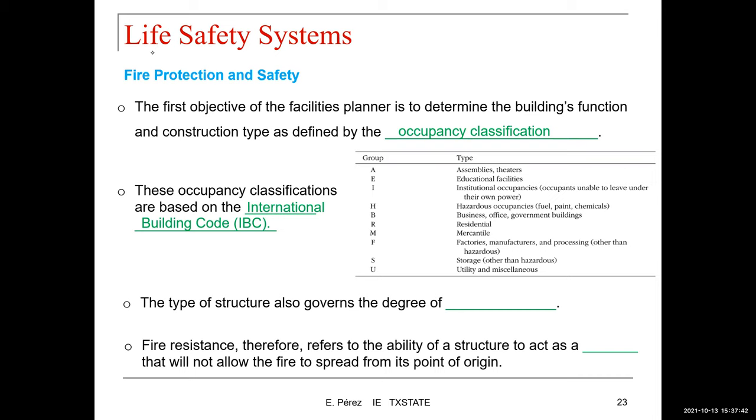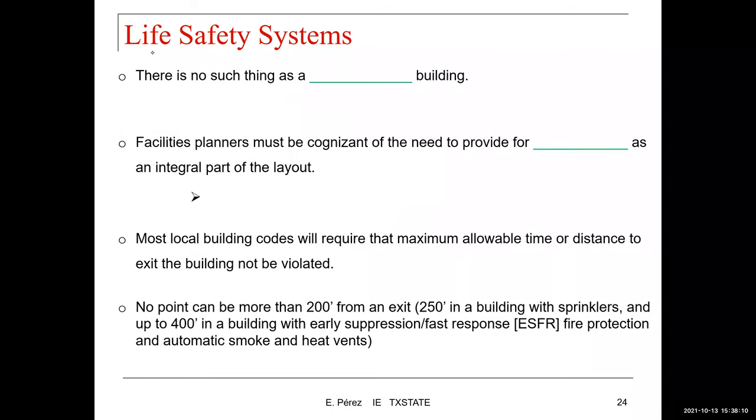The type of structure also governs the degree of fire resistance. Fire resistance refers to the ability of a structure to act as a barrier that will not allow the fire to spread from its point of origin. If we have a fire inside the facility, we want to design a facility that's able to constrain that spread, so it's not going through the whole building. Something we need to be aware of is that there's no such thing as a fire immune building. We know that those things can happen. There's no way for us to be 100% sure that a fire will not happen within the facility.